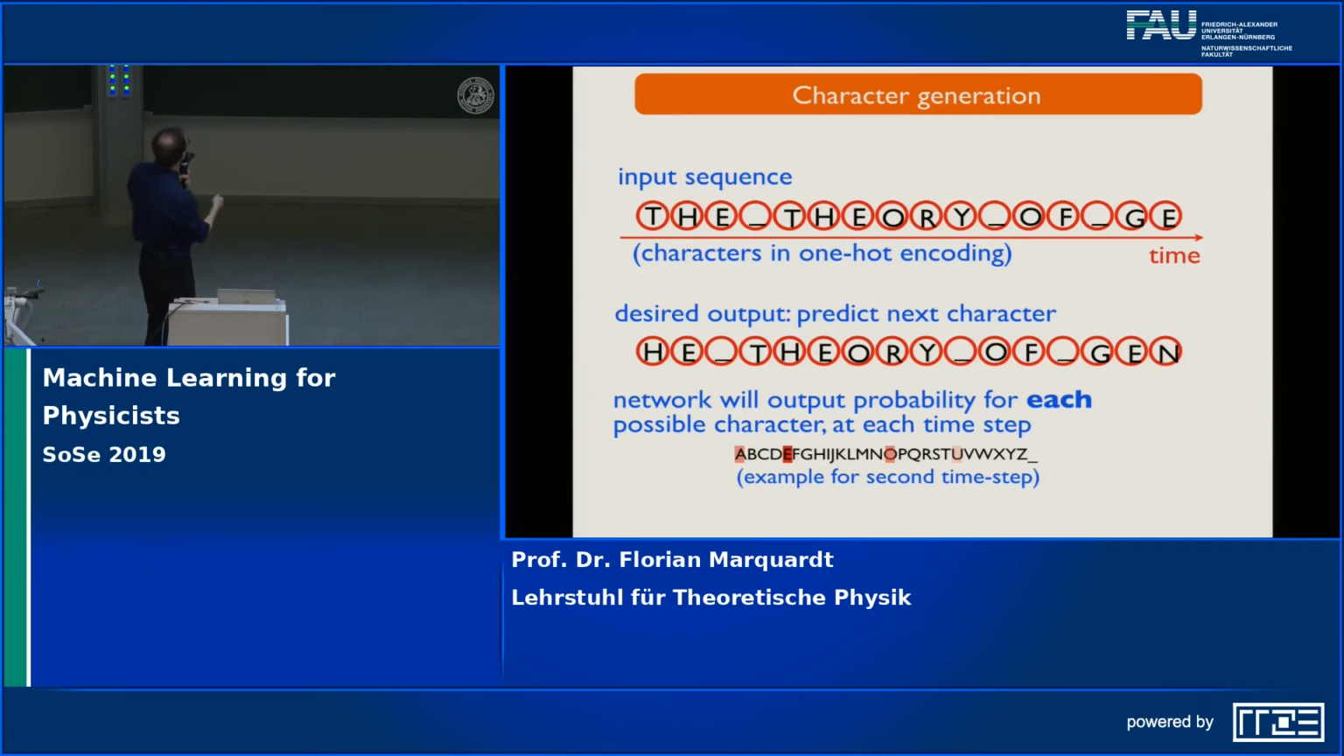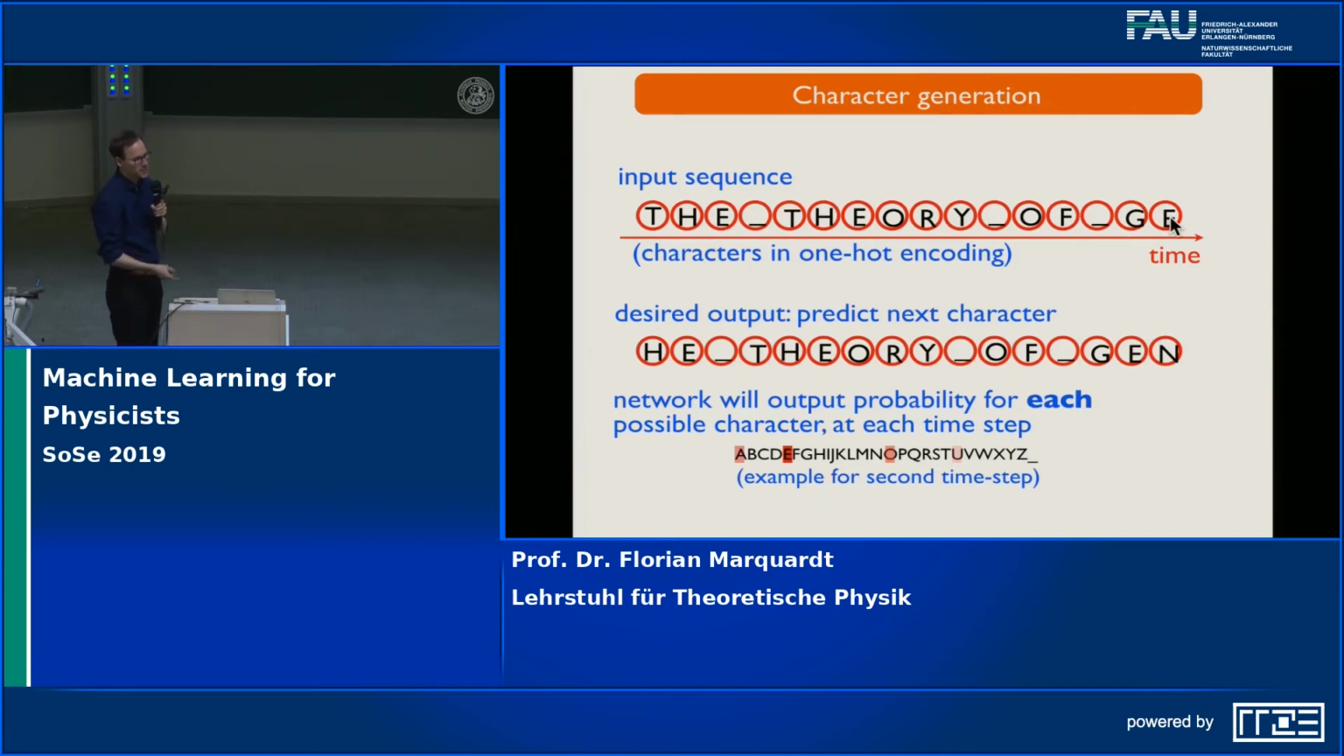For example, just imagine that this is the input sequence. It says "the theory of GE". That's what the network has seen so far. And now you ask the network, what do you think is the next letter? Your neural network should be able to guess the next letter. Of course, it's not properly defined. There are multiple possible solutions.